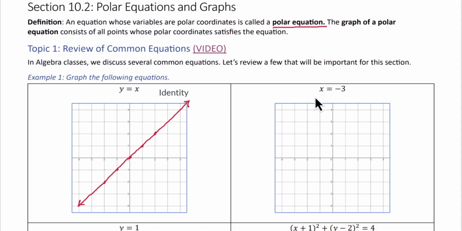Up next, we have x equals negative 3. Whenever we see x equals a constant, and notice that there's no y, that is a vertical line, and it goes through the x-intercept of, in this case, negative 3. So we have negative 3 as an x-intercept, and it's a vertical line through that x-intercept. Notice that at every point on that line, the x value is negative 3.